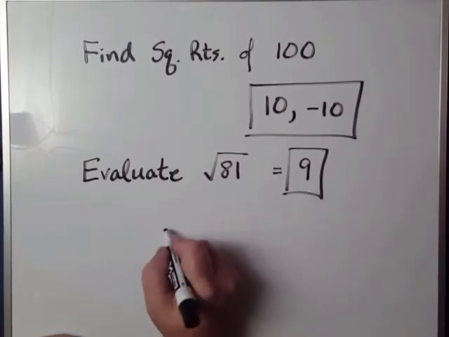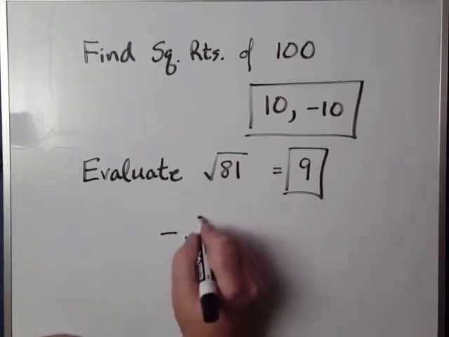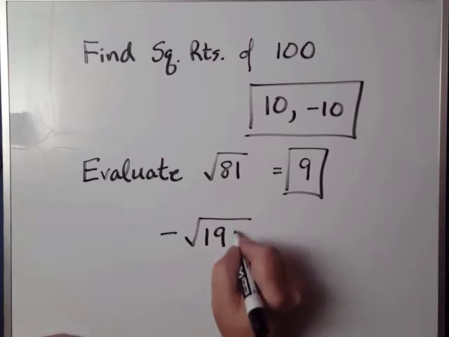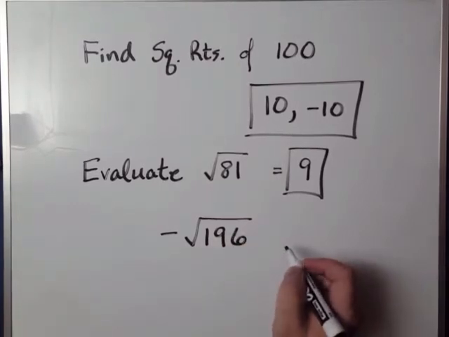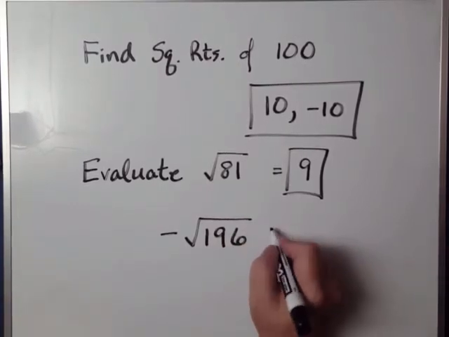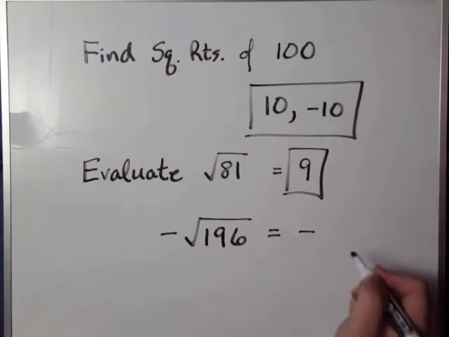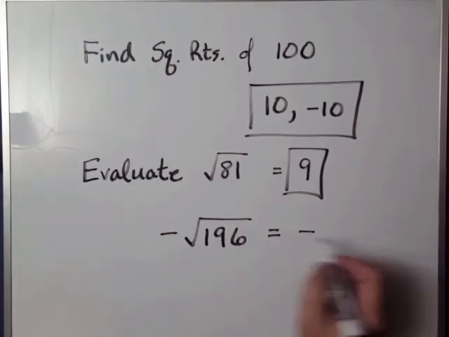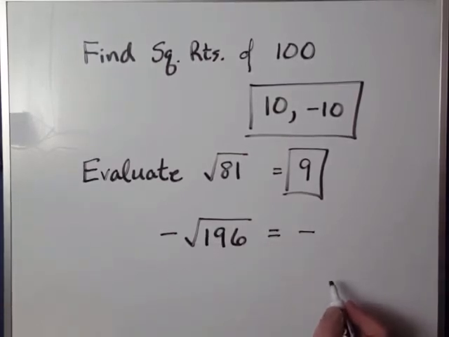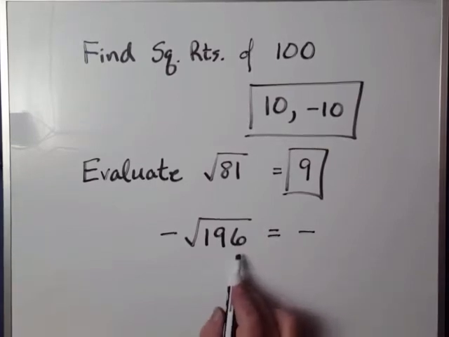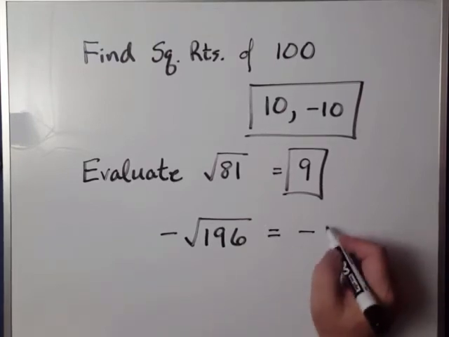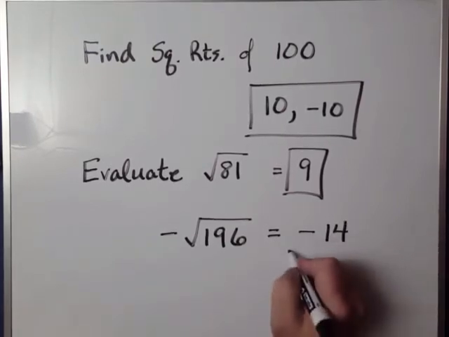Number 30, evaluate, I would say. Negative the square root of 196. That negative is just sitting out front floating, so it just follows the rest of the problem along. And the square root of 196, another memorized perfect square. You know that 196 is the square of 14.